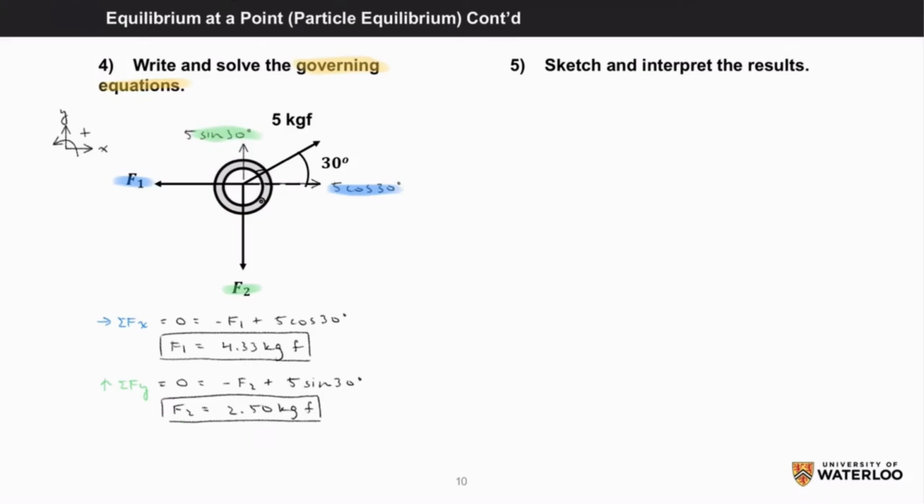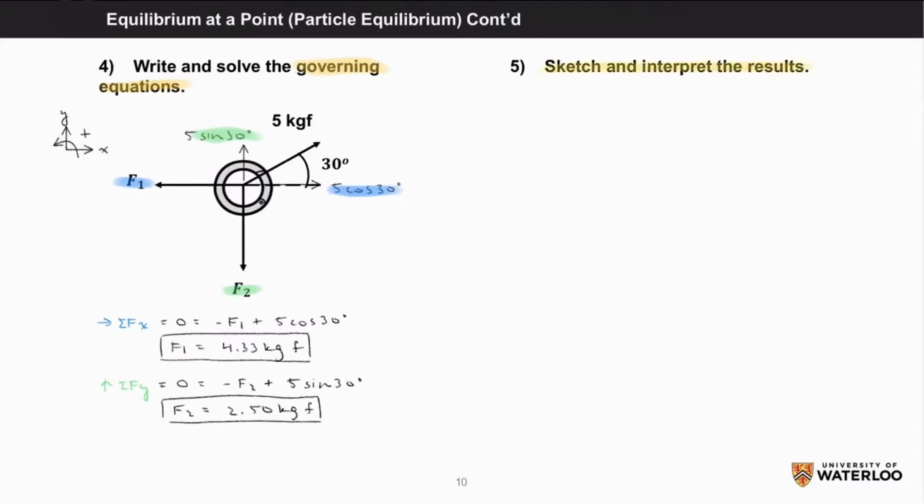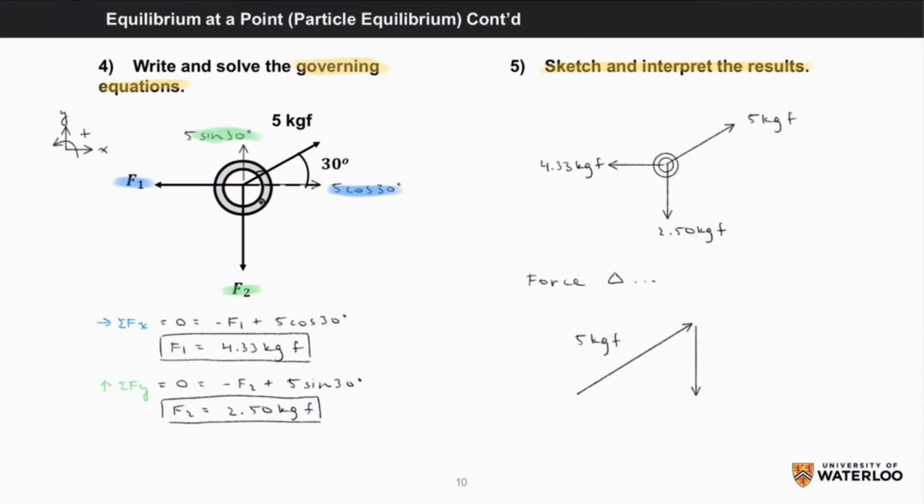Again, we're neglecting moments, so we can move directly to the final step, where we sketch and interpret the results. I'm currently redrawing all forces acting on the ring. We can also verify that our solution is correct by drawing a force triangle. If the addition of the 3 force vectors from tip to tail forms a closed shape, then we have satisfied the equilibrium equations.